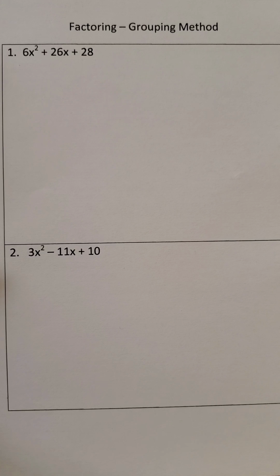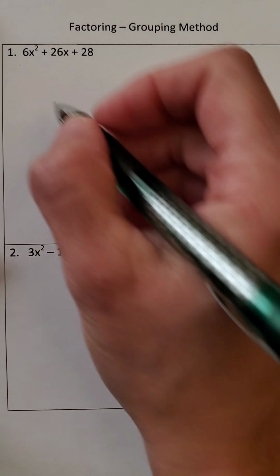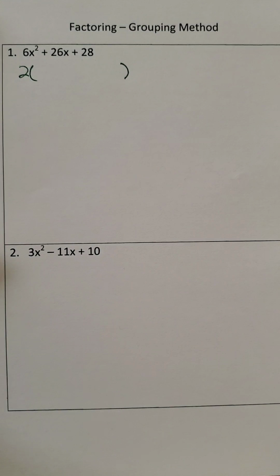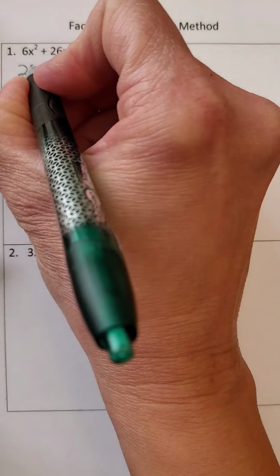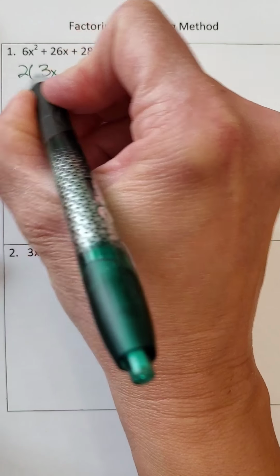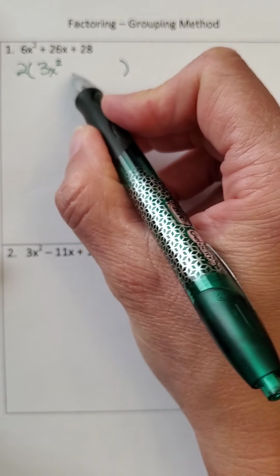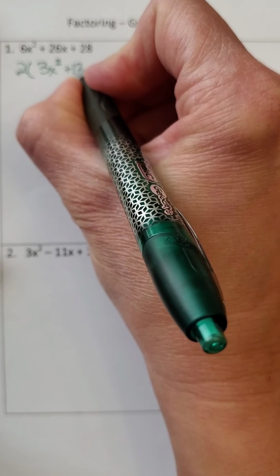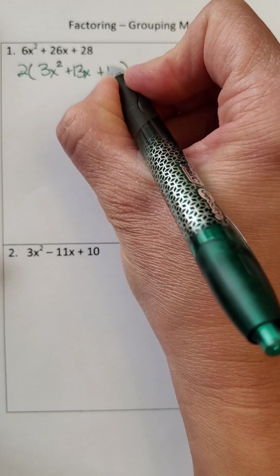So I see in number 1 that every term is even, which means that my greatest common factor is 2 at least. I know that 6 is 2 times 3, and I know that 2 times 13 is 26. So it looks like 2 is going to be the only possible greatest common factor. So I'm going to factor out a 2. I just divide every term by 2 to see what's left after I factor out a 2. So 6 divided by 2 is 3, 6x squared would be 3x squared. 26 divided by 2 gets me 13, and 28 divided by 2 gets me 14.